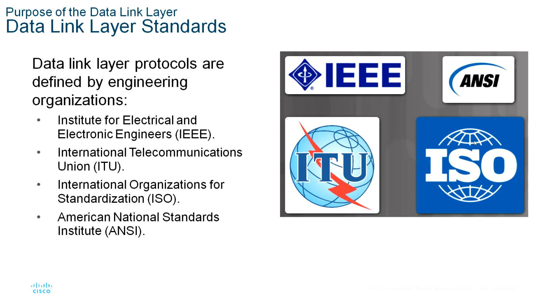Engineering organizations that define the open standards and protocols that apply to the network access layer, that is the OSI physical and data link layers, include the following: IEEE, Institute of Electrical and Electronics Engineers; ITU, International Telecommunication Union; ISO, International Organization for Standardization; ANSI, American National Standards Institute. Okay, these are the organizational logos.